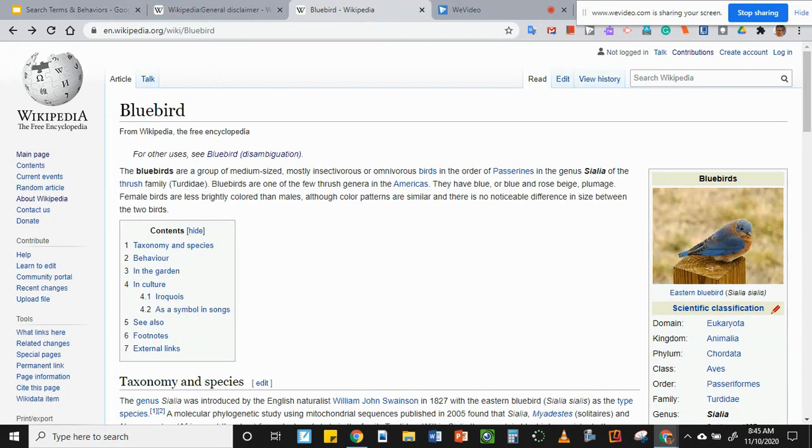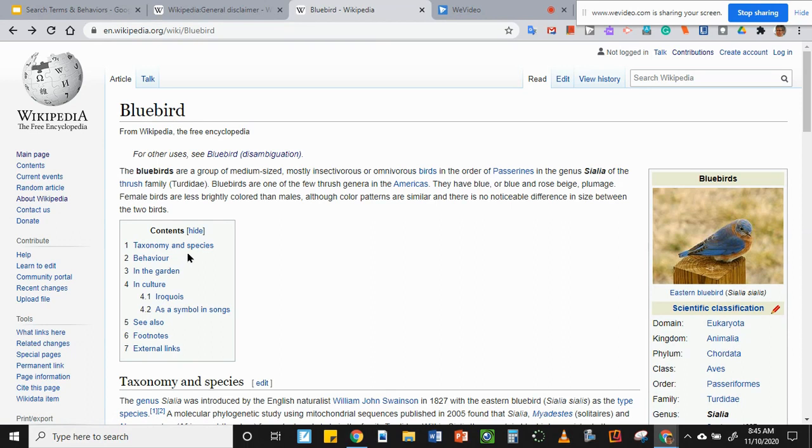We're going to start with the table of contents. So the table of contents is right here. So we have taxonomy and species. Taxonomy is not a word that I would have come up with in my brainstorming, so I'm going to add that to my search terms list. Behavior would be a search term that I could add.